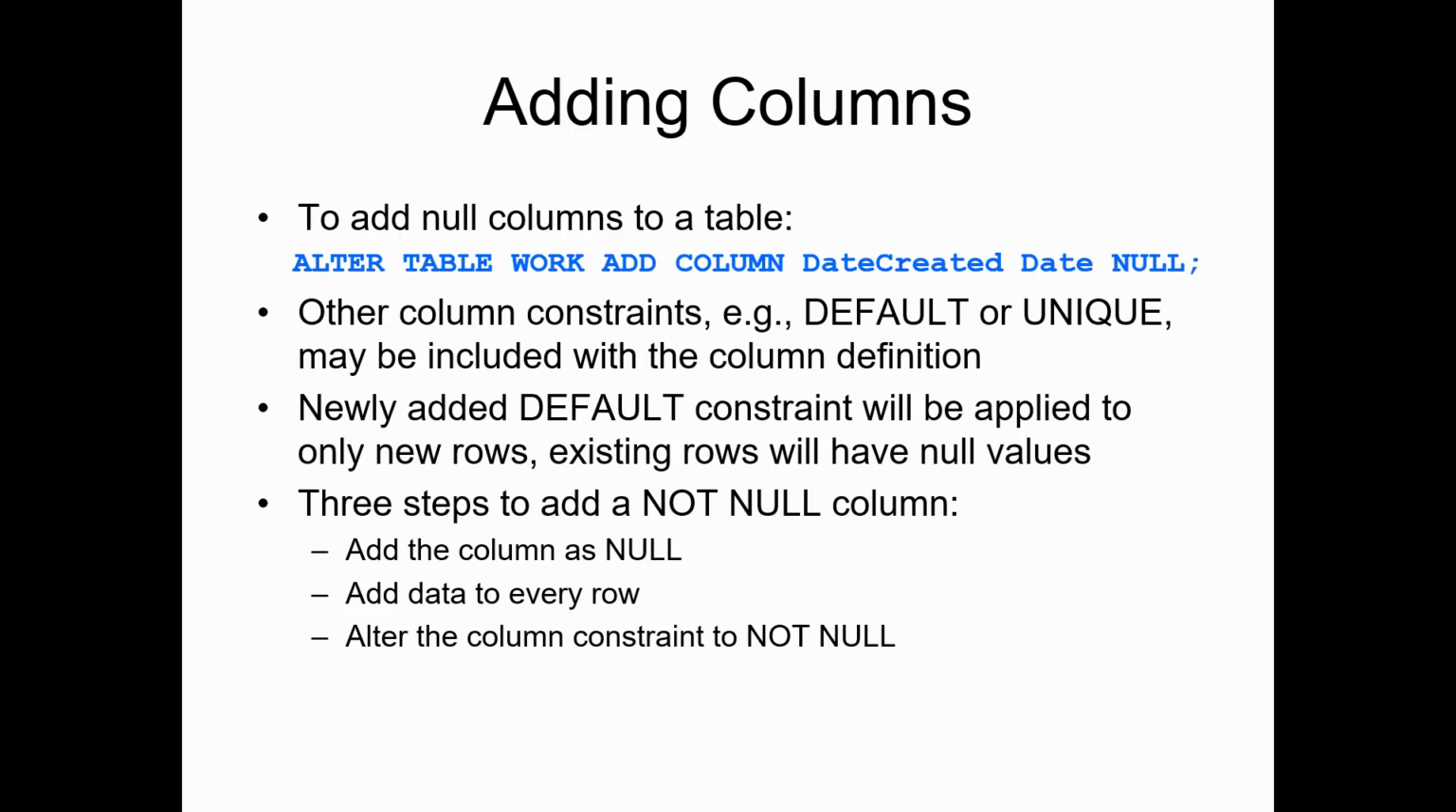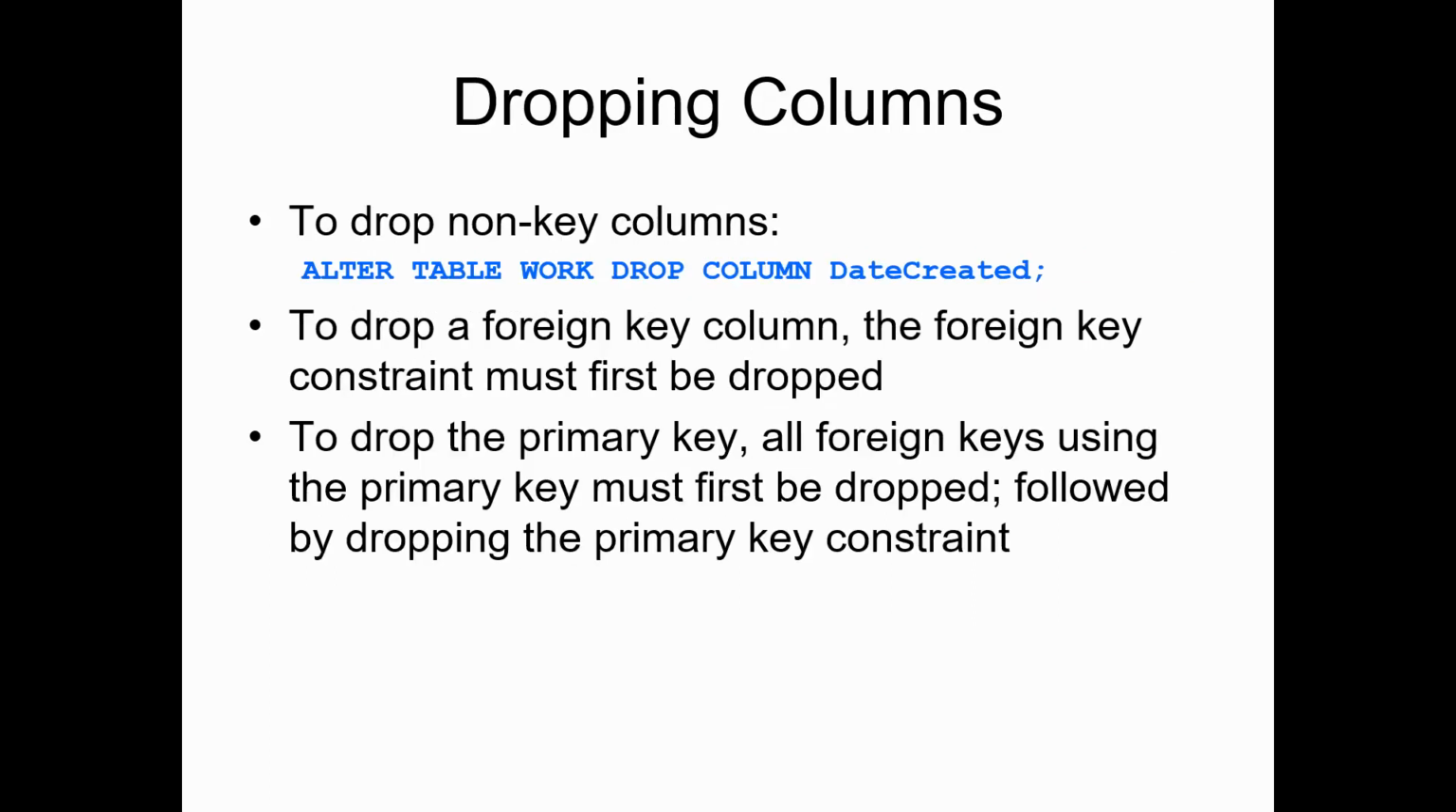In some cases you get errors when entering the data because you had the column as not null. So you need to add the column as null first, then add the data into each row, and then change the constraint into not null. To drop non-key columns, we use the alter statement with the drop function and just drop the column. For example, alter table work drop column date created, and that will be fine.